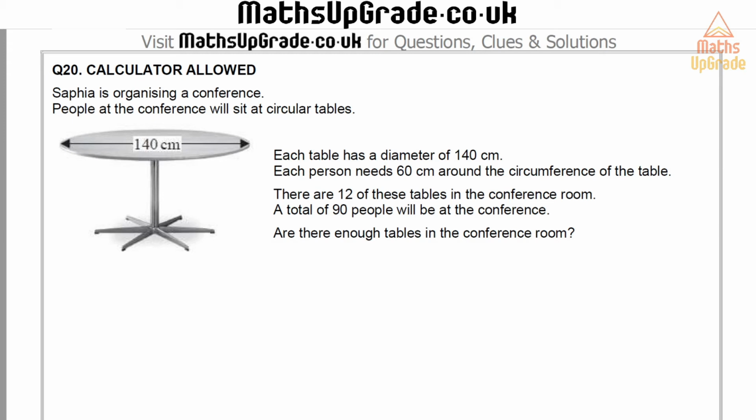In this question, there's a lot of information and a lot of numbers. Quite simply, this question involves circumference, and it's even given in that statement there. So I need to use the formula C equals pi d. I'm going to use that formula to find the circumference of the table from that diameter. When I find the circumference, I'm then going to divide that by the amount of space each person needs, to see how many people can sit around each table. And then I'm going to multiply that by the number of tables to see if that's enough for 90 people. So let's do that now.